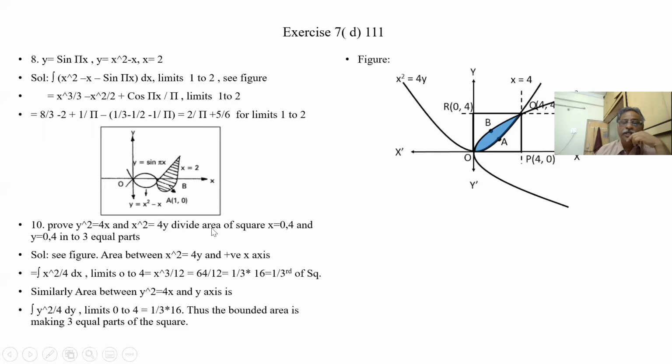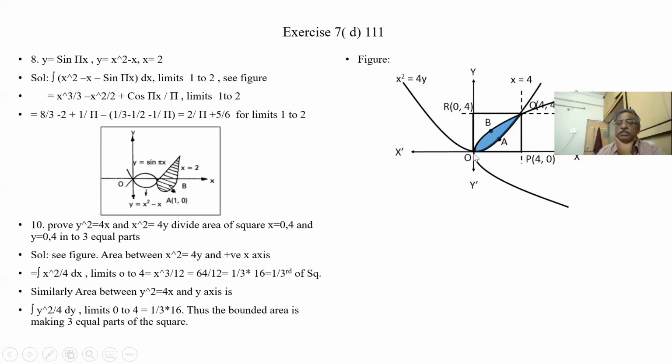So let us see. Prove that y square is equal to 4x. I can have plus y, I can have minus y for the same x. Suppose x is 4, so y is equal to plus or minus 4. This is the parabola. The second curve is x square is equal to 4y. So he wants us to prove that they divide the area of the square, x from 0 to 4, into 3 equal areas. So let us see what is the area between these two curves.